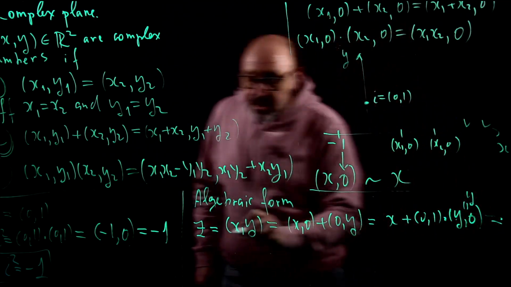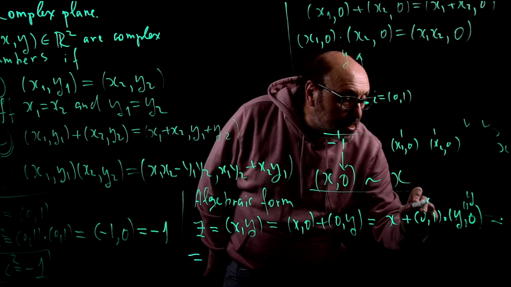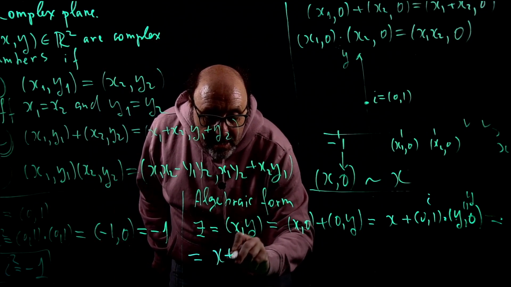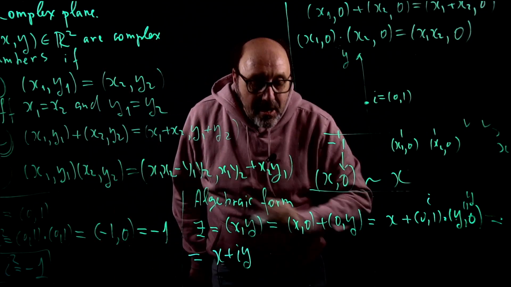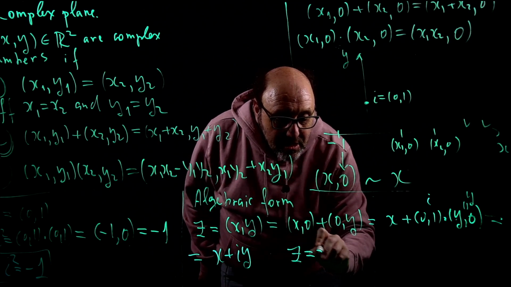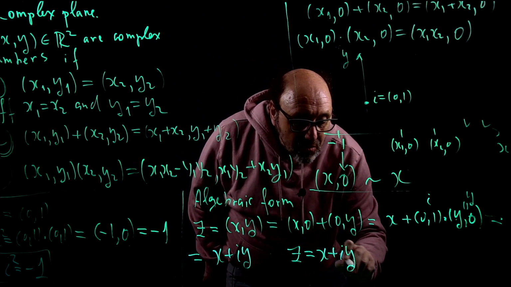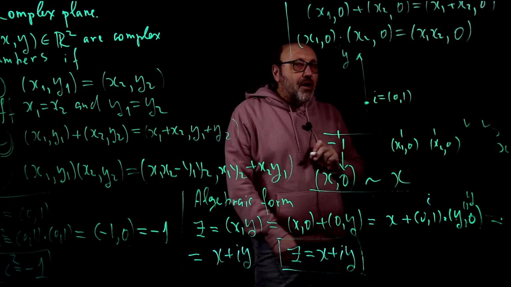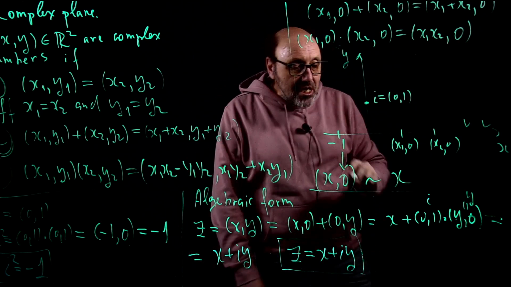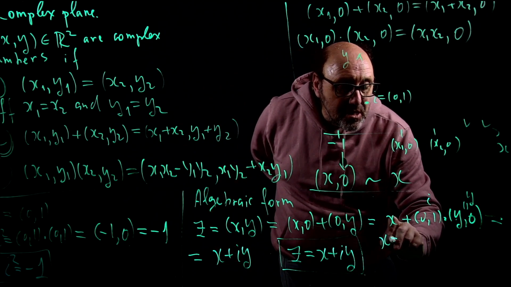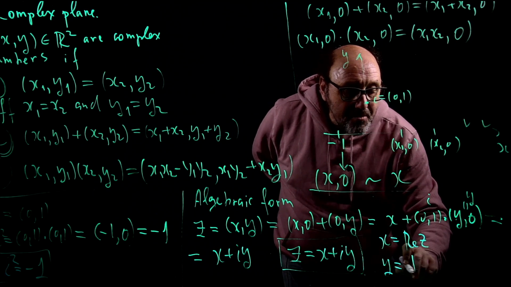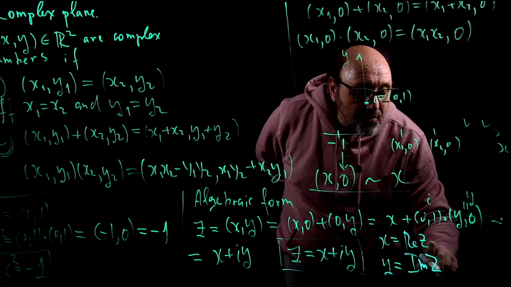And this is i, using this notation. And so we obtain x plus i y. Thus we obtain this representation of any complex number, which is called the algebraic form of a complex number z. x is called the real part of z, and y is called the imaginary part of z.